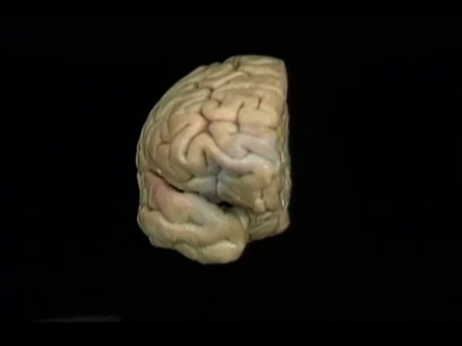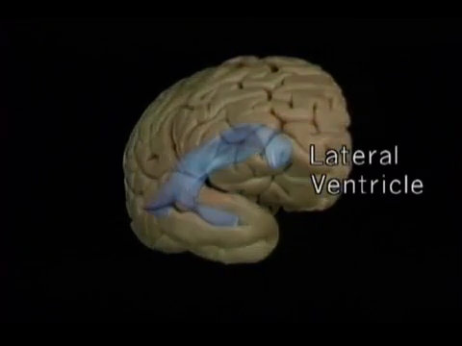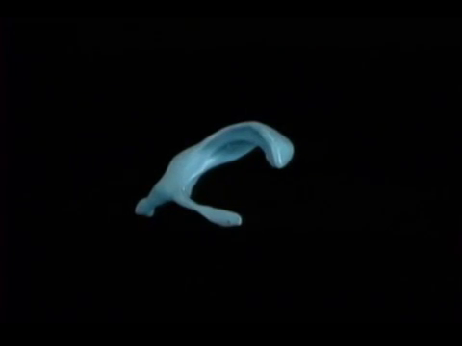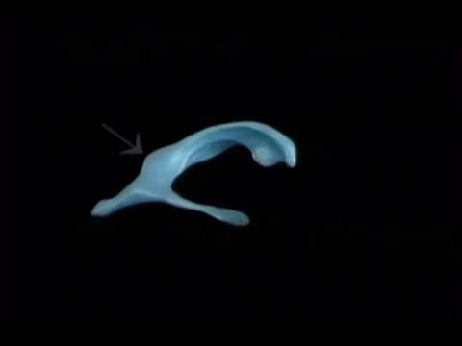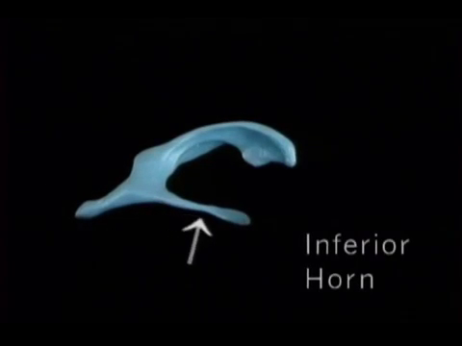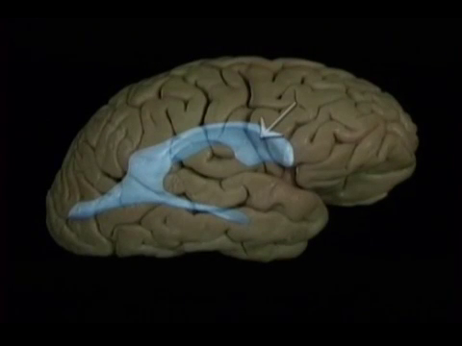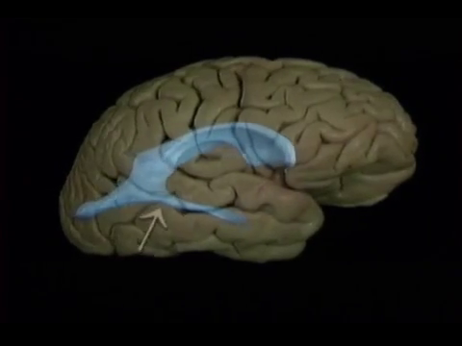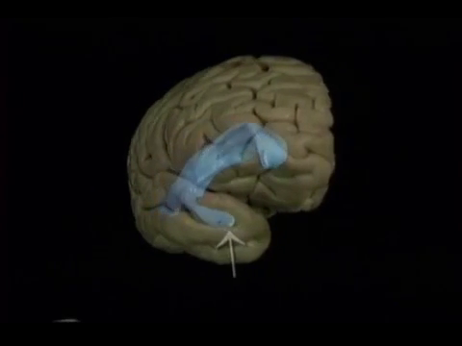Each cerebral hemisphere contains a cavity, the lateral ventricle, that's filled with cerebrospinal fluid. The lateral ventricle has an anterior horn, a body, a posterior horn, and an inferior horn. The anterior horn is in the frontal lobe, the body is in the parietal lobe, the posterior horn is in the occipital lobe, and the inferior horn curls downward and forward into the temporal lobe.